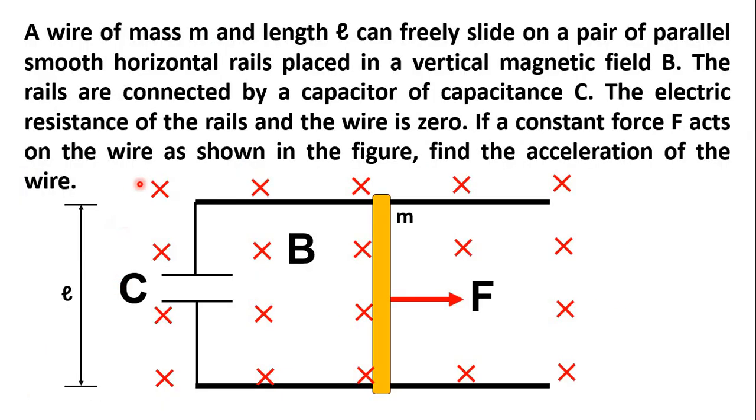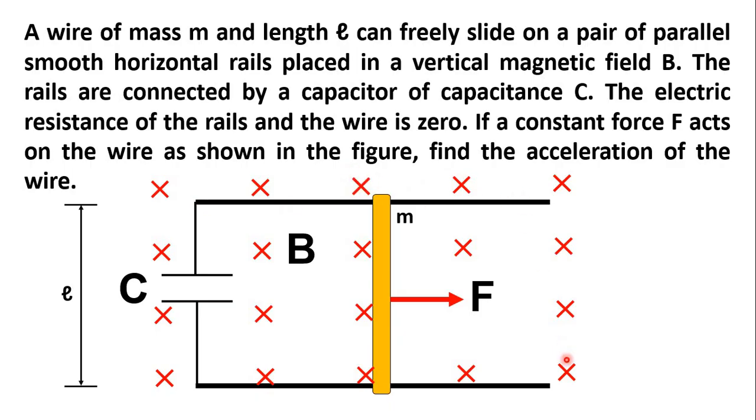The question statement is like this. A wire of mass m and length L can freely slide. Basically this wire is nothing but the rod, this conducting rod of mass m and length L can freely slide on a pair of parallel smooth horizontal rails placed in a vertical magnetic field B. This is the magnetic field B, which is shown by a cross, meaning it is perpendicular to the plane of this page and going inside, in a vertical magnetic field.